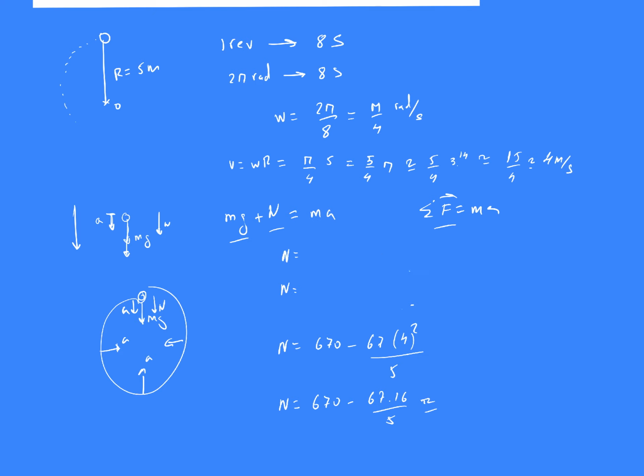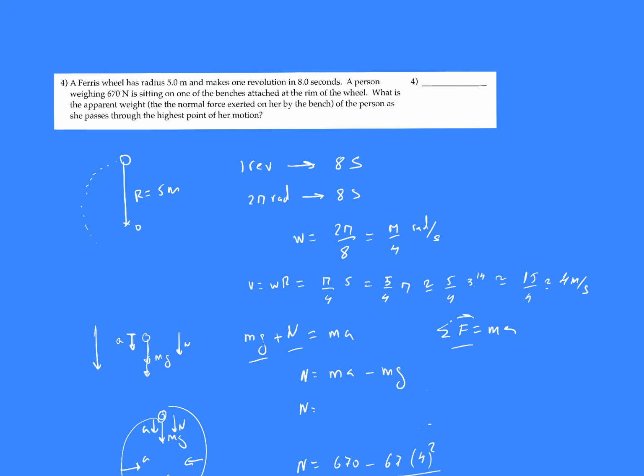The normal force will be mg minus ma. mg is going downwards, and the normal force is going downwards. At the top, this is the wheel. A ferry wheel will have a radius of 5.5 meters and makes a revolution. What does it mean, a ferry wheel?